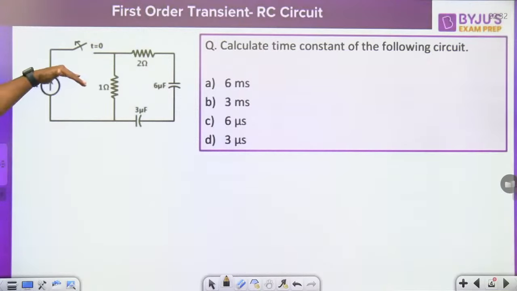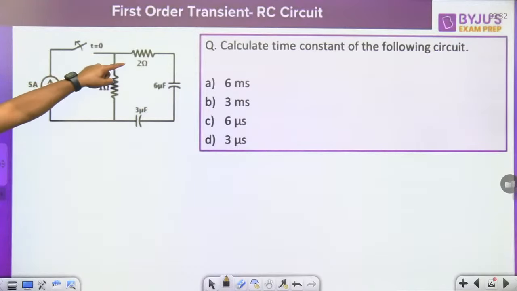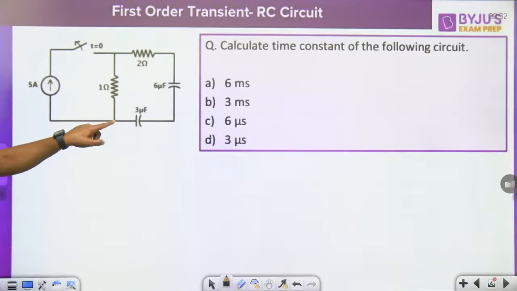Exactly at t equal to 0, the switch is open, right? Try to understand this concept. Exactly at t equal to 0, the switch is open, right? 1 ohm resistor, 2 ohm resistor, 6 microfarad and 3 microfarad capacitors. What will be the time constant of the circuit?